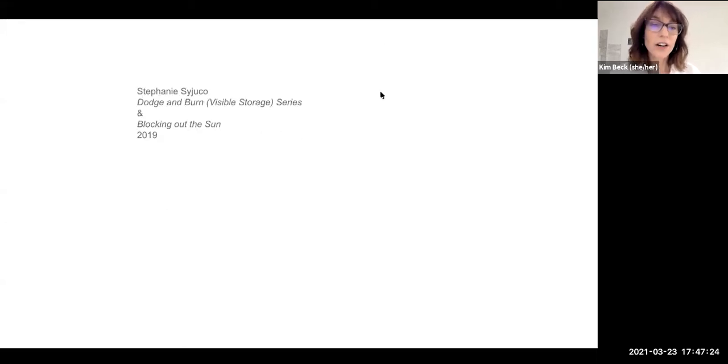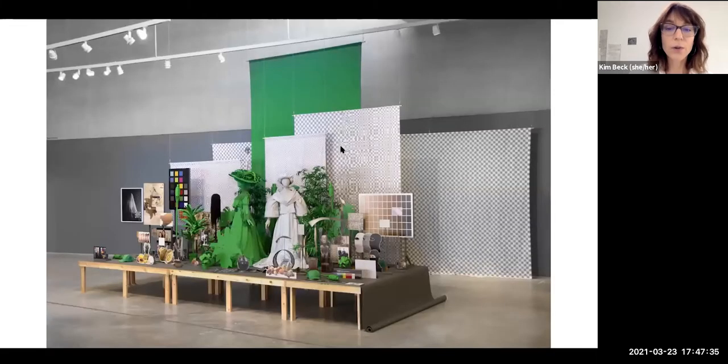So the next artist's work that I want to show you is Stephanie Syjuco, in two different series, her Dodge and Burn series and Blocking Out the Sun. In her work, she very self-consciously uses the mechanics and mechanisms of both digital and traditional photography to refer to the process. What we're looking at in the back is a hand-sewn gray and white transparency screen, or the kind of thing that we would see when editing photographs in Photoshop.